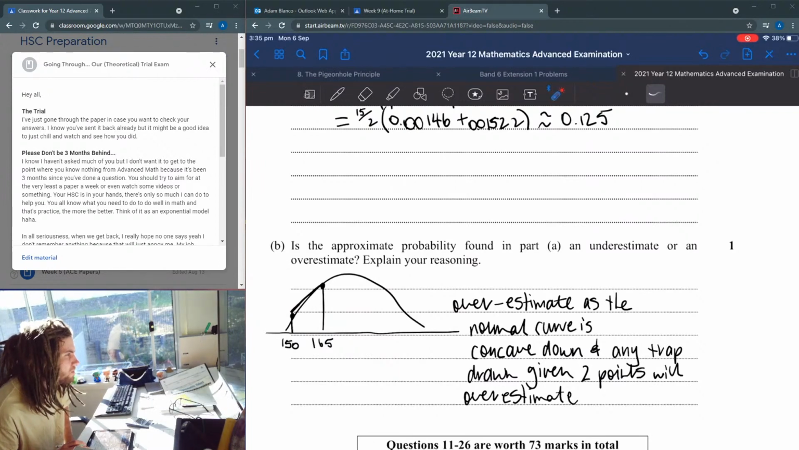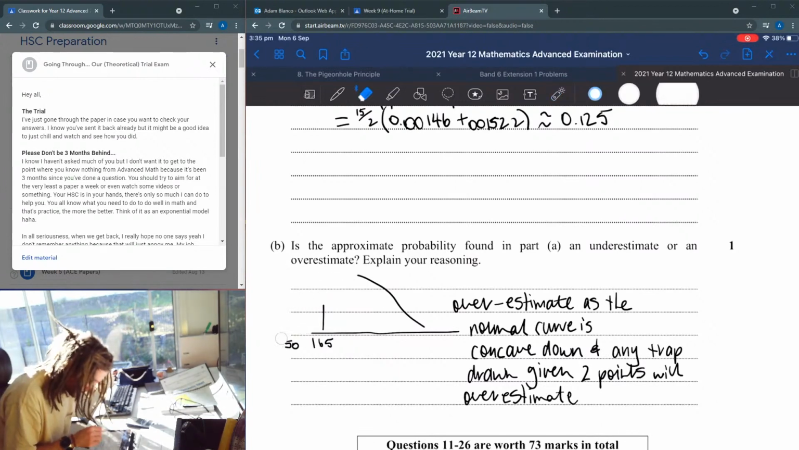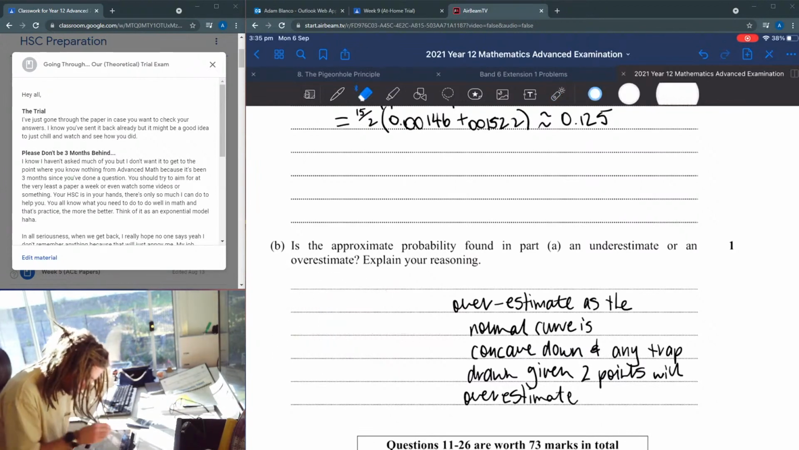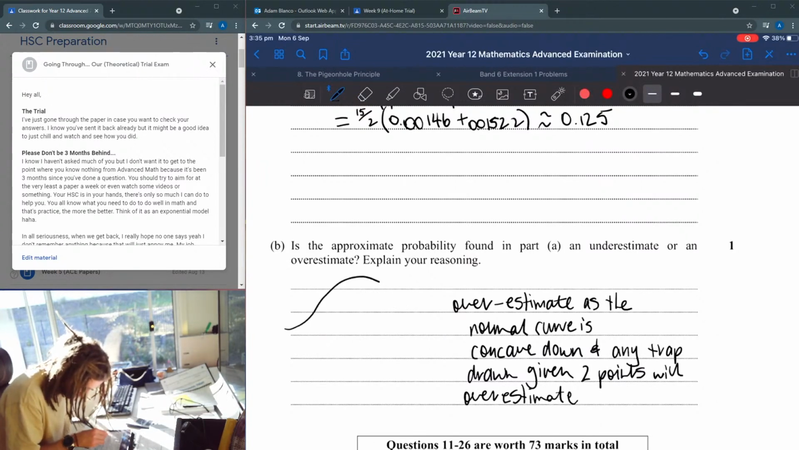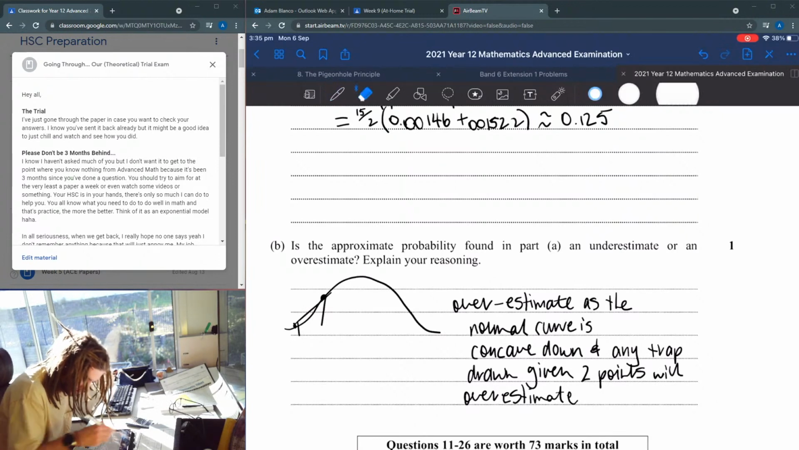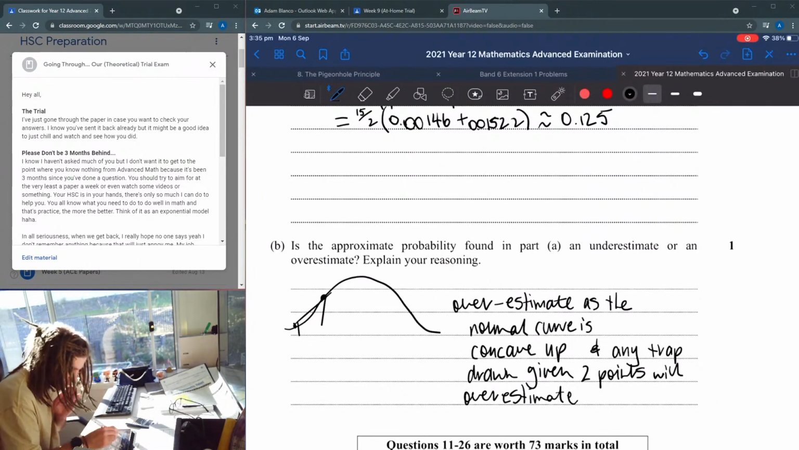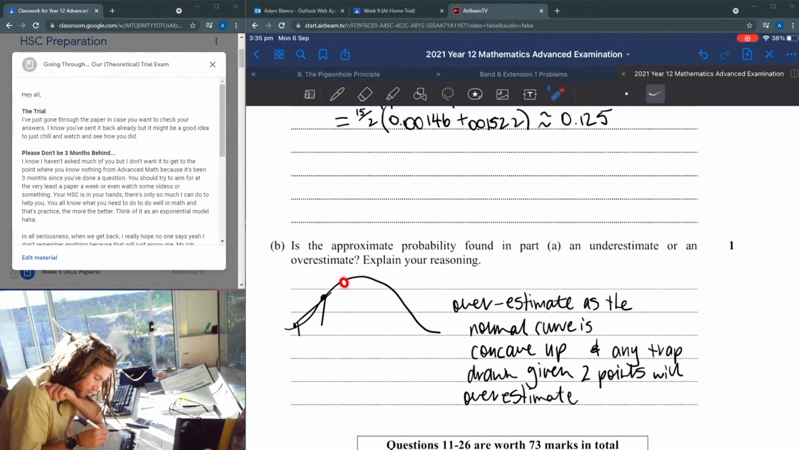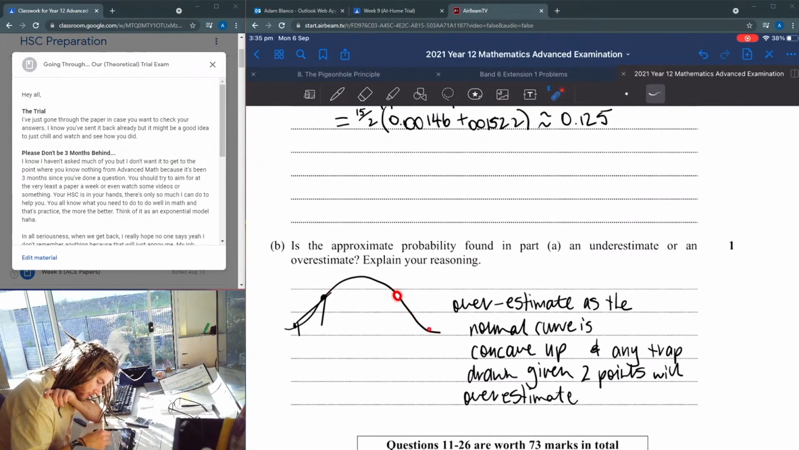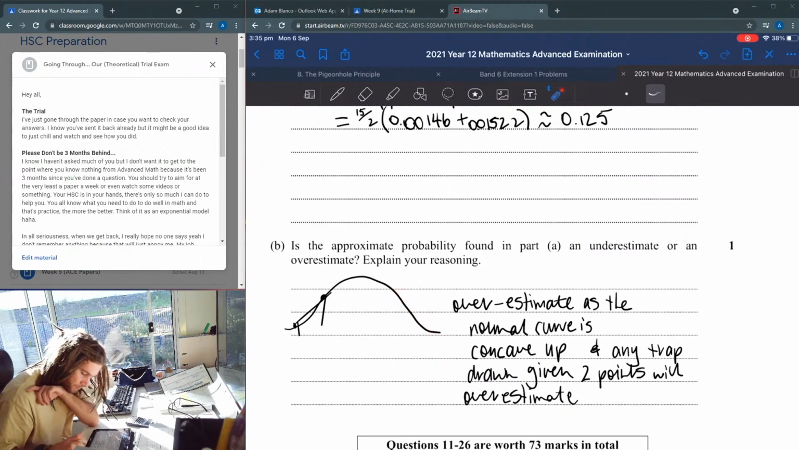Where's concave up? Did I say concave down? Okay, I've drawn this picture terribly. It's like that. Sorry, I should have said concave up. I was just drawing that and thought, hang on, that doesn't make any sense. So if it was between these two points, see how it's concave down, obviously you're going to have an underestimate, but when it tails off like this, it'll be an overestimate. Anyway.